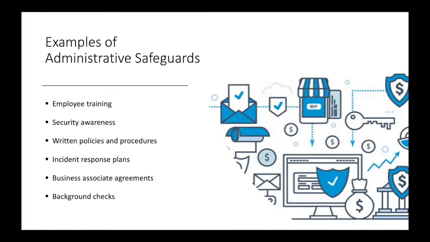Some common examples through which administrative safeguards are maintained at organizations are employee training, security awareness, written policies and procedures, incident response plans, business associate agreements, and background checks. It is required that all medical office staff, including management, undergo security training and have periodic reminders and user education so that they stay current on the laws and guidelines.